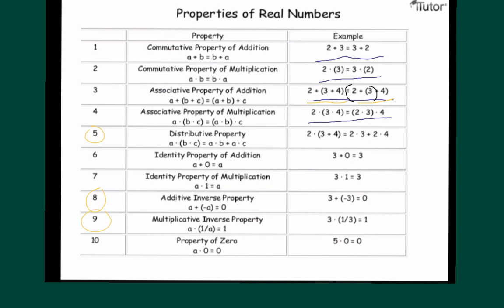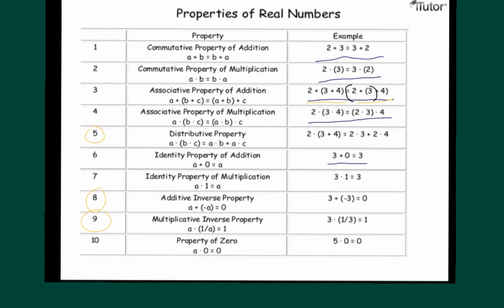Number 6, identity property of addition. The identity property of addition says that if you add 0 to any number, the answer will be that number. So if I have 3 plus 0, it equals 3. Anything plus 0 will equal that number. 4 plus 0 equals 4. 5 plus 0 equals 5. 6 plus 0 equals 6.